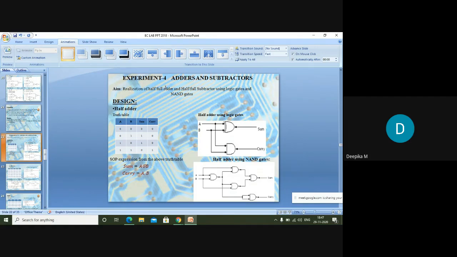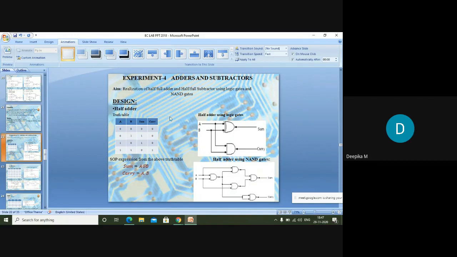So the half adder performs logical addition of 2 bits, and the full adder is going to perform logical addition of 3 bits. And coming to the subtractor, the subtractor is going to subtract 2 bits, and that is nothing but the half subtractor. If it performs the subtraction of 3 bits, then we call it a full subtractor.